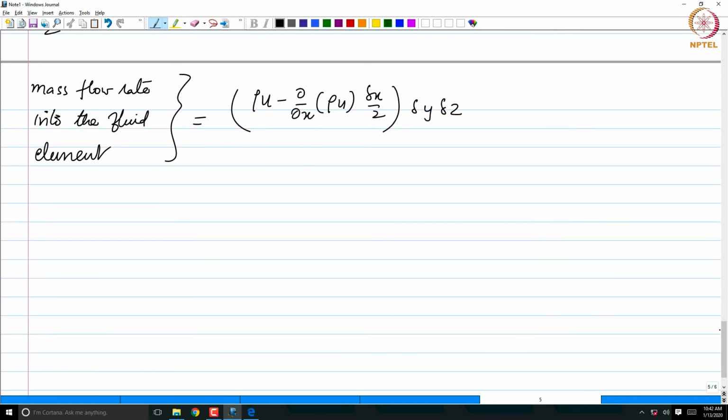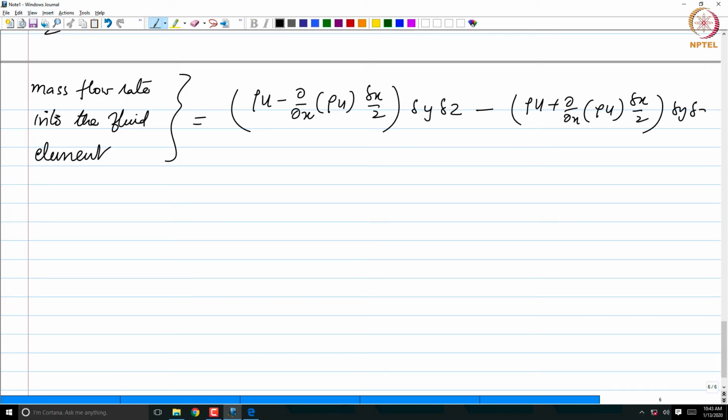All right. And what about the mass that is leaving through the east phase? That will be with a minus. So then you have rho U plus partial x of rho U times delta x by 2, times delta y delta z. That will be the same thing we have. Is that all? No, we have all the 6 phases, so we have to add plus.